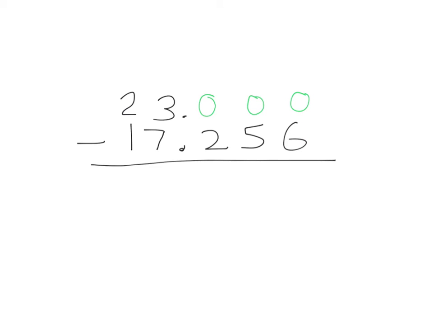So 0 take away 6, red flag, can't do it. I am going to go next door, nothing there. Next door, nothing there. Okay, I'm going to have to borrow from the ones. That's going to become a 2, giving us 10 in the tenths, doesn't help us, so we'll take from there, make that 9. 10 in the hundredths, still doesn't help us. Take 1 from there, that becomes 9 hundredths, and gives us a 10 in the thousandths column. Now it's an easy question. 10 minus 6 is 4. 9 minus 5 is 4. 9 minus 2 is 7. Decimal, make sure they're lined up.